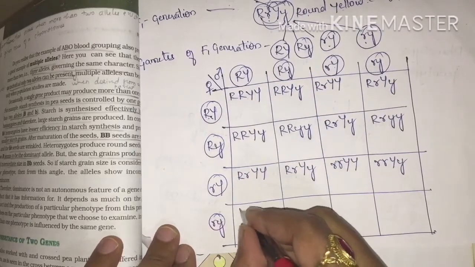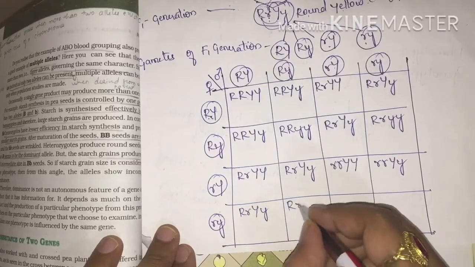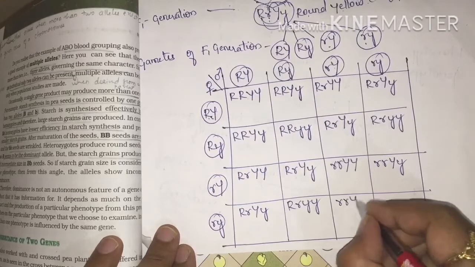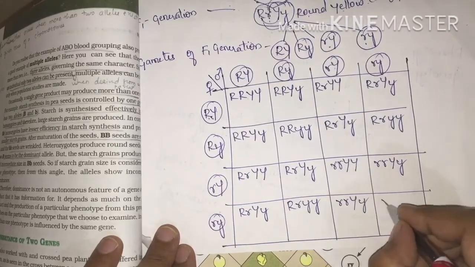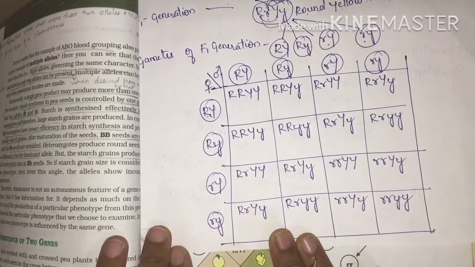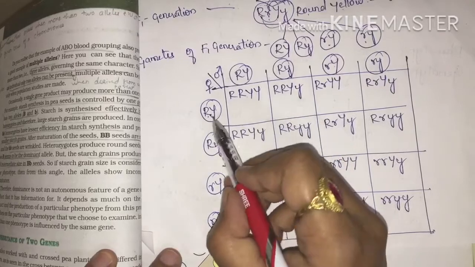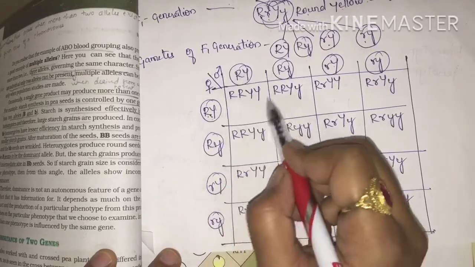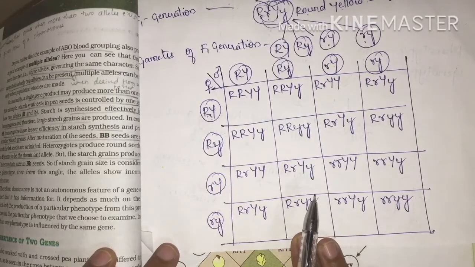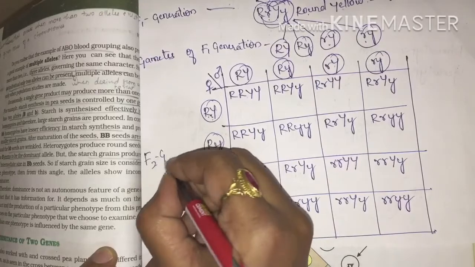Next, capital R, capital Y, small y; capital R, small y, small y; small r, capital Y, small y; small r, small y, small y. This is how you are going to fill it. Hope you understood how to fill this. First, you take one gamete and fuse it with the other gamete, write the genotype like this, and fill it in. Now, this is the F2 generation.